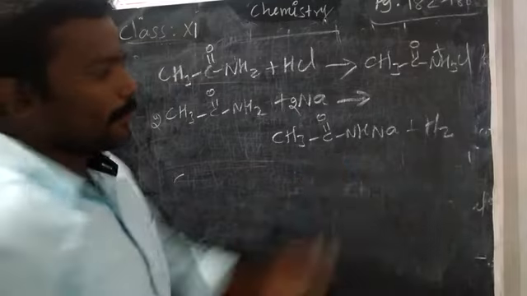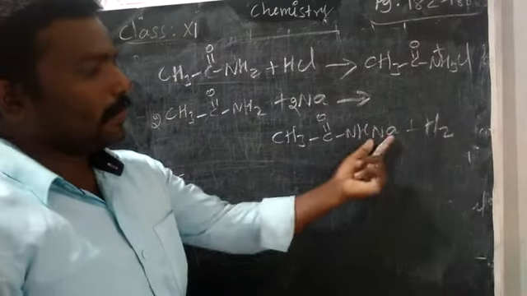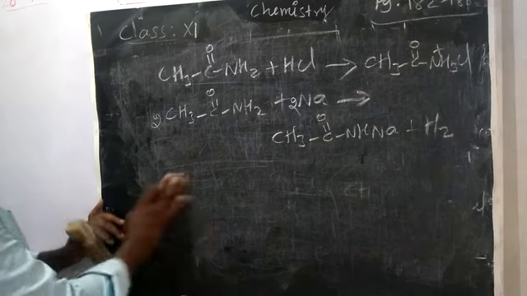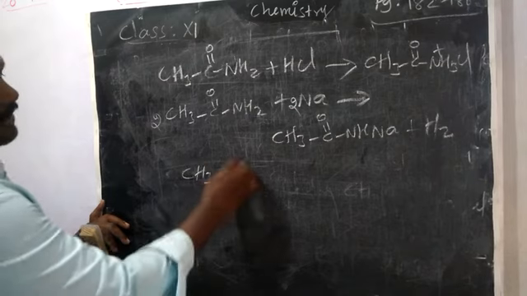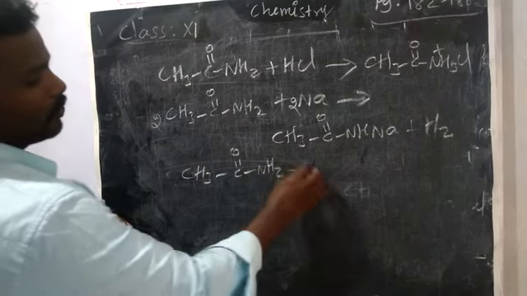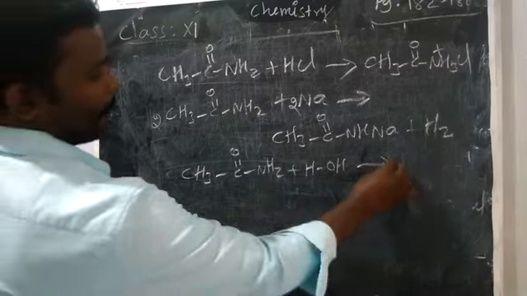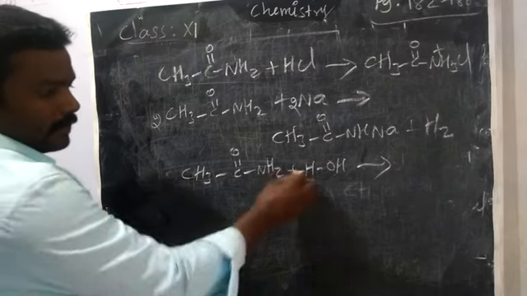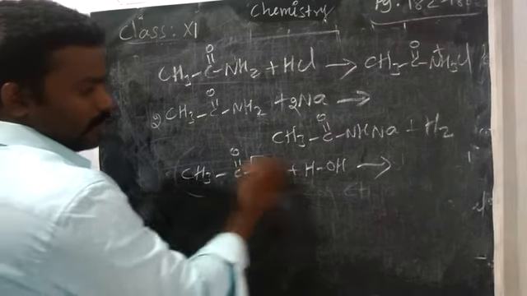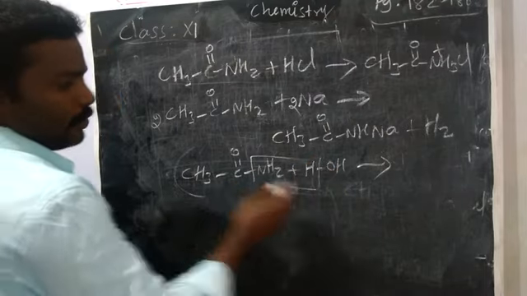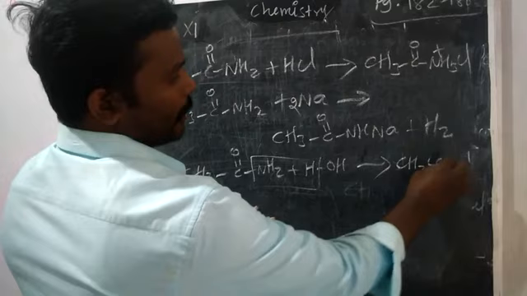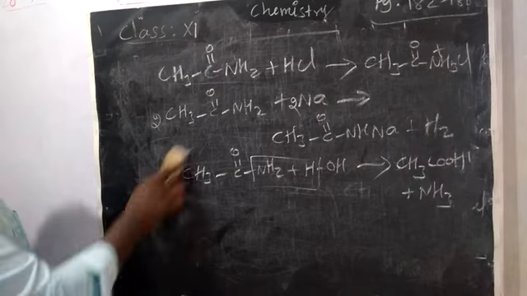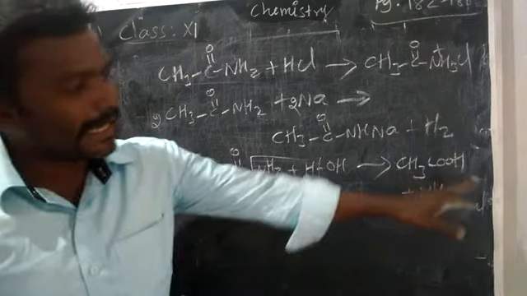Now what is the name of this compound? The remaining is acetamide with sodium, sodium acetamide. Then hydrolysis, reaction with water: CH3, C double bond O, NH2 plus water. What will happen? Acetic acid will form, and this will go as ammonia, NH3 gas. So hydrolysis of acetamide will give ammonia gas and acetic acid.